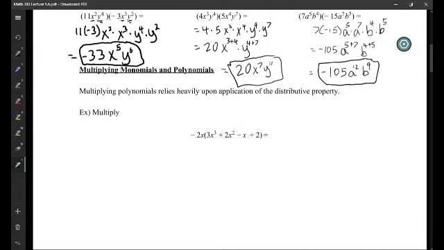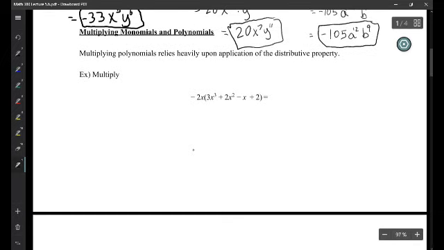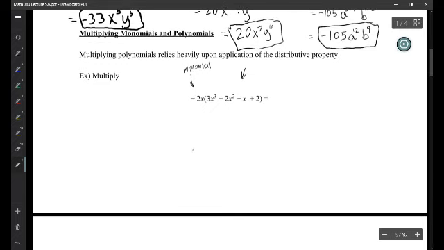Well, our next topic is multiplying monomials and polynomials. And so here we have a monomial. Here we have a polynomial with 4 terms, degree 3.